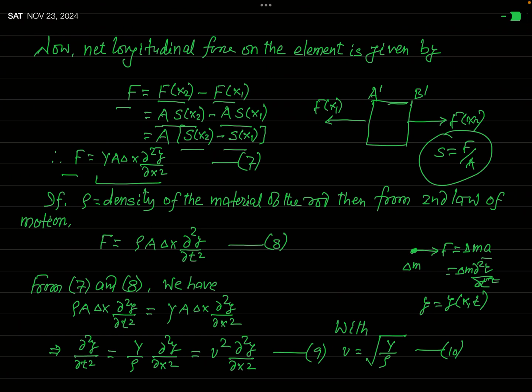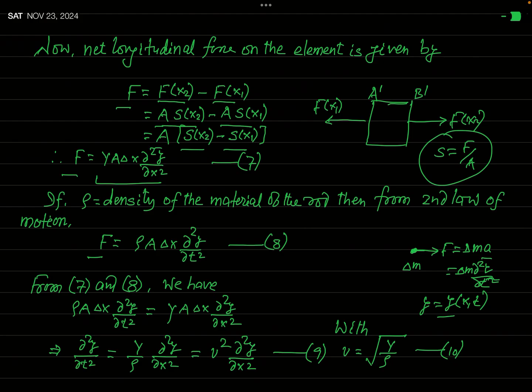One will be x and another will be t. But for getting the value of acceleration, you will have to differentiate this y two times with respect to t, keeping x constant. So I have taken the partial derivative. So in accordance with Newton's second law of motion, you can write that F is equal to mass times acceleration.